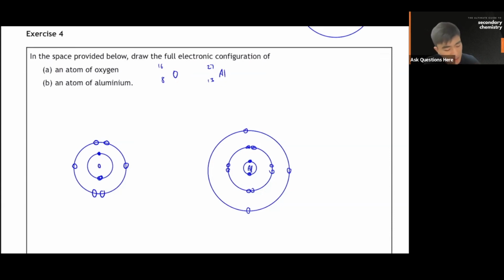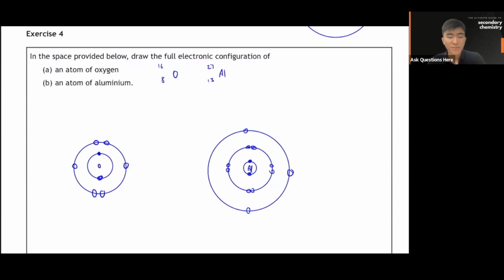If you're all good, you can look up and take a look at the electronic configuration and cross-check with yourself to see whether it is correct. Some students may ask, for aluminum, if you draw the electrons like this in the valence shell, is it okay? Yes, it is okay as well. If you want to space it out, for example, if you want to draw it like this, also okay.